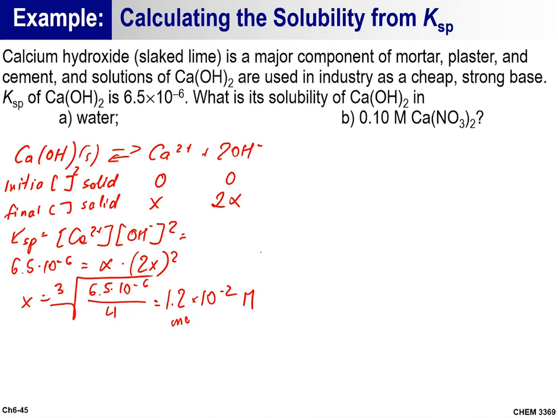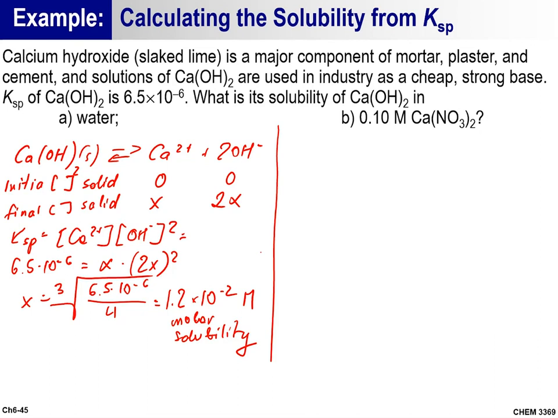So this is the molar solubility. This is what we have calculated. Only 1.2 times 10 to the negative 2 moles of calcium 2+ ions per liter of the solution will be present at equilibrium. We expected this to be small because the Ksp is quite small. It's 10 to the negative 6.